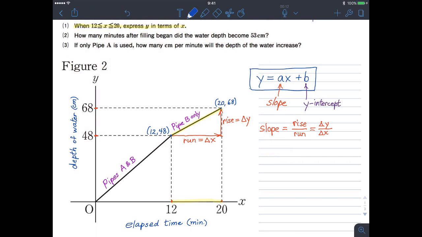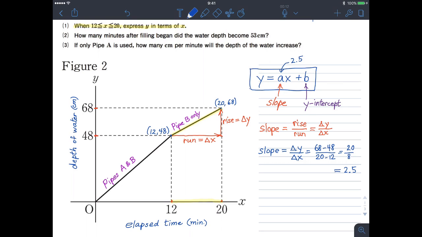So we can rewrite that as slope equals delta y over delta x, which is 68 minus 48 over 20 minus 12, which is 20 over 8, which then simplifies to 2.5. So that's the value of a in this case.